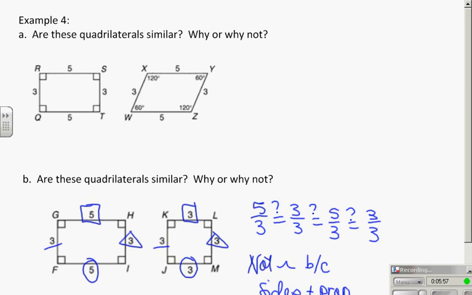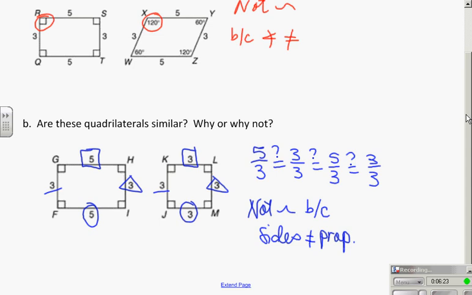So are these quadrilaterals similar? Why or why not? When I look at RSTQ and XYZW, the first thing I notice are these angles. So these are not similar because the angles are not equal. That's the first part of the definition of similar figures: they have to have equal angles. Now if I go to B, the angles are equal, so I bypass that and I start to set up my ratio of my sides.